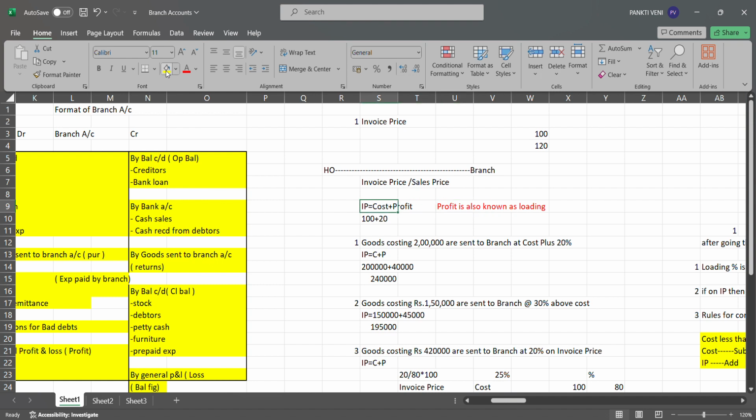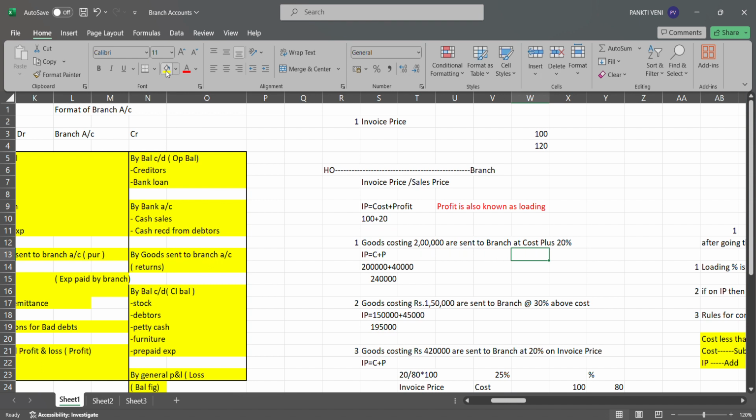And invoice price is cost plus profit, and profit is also known as loading. So we have 100 plus 20. Goods costing 2 lakhs are sent to branch at cost plus 20%.